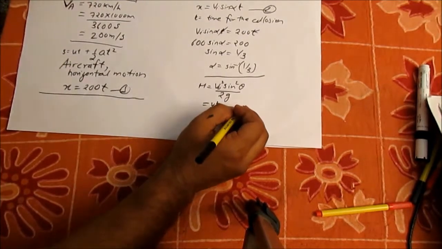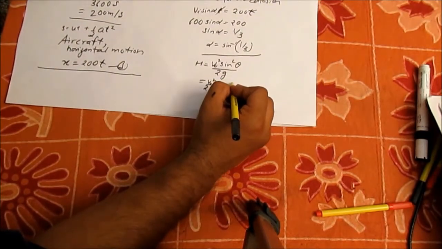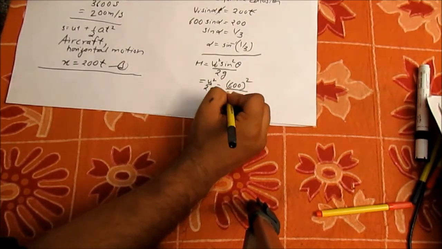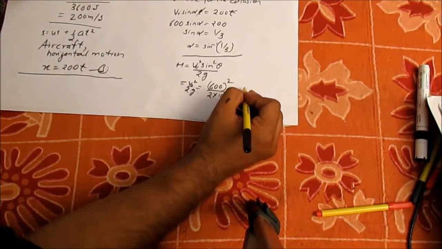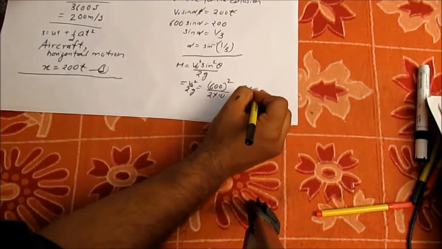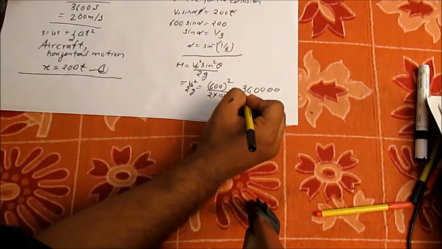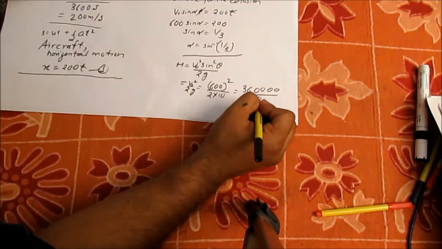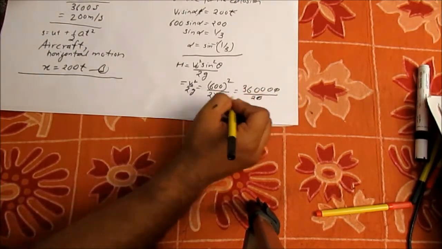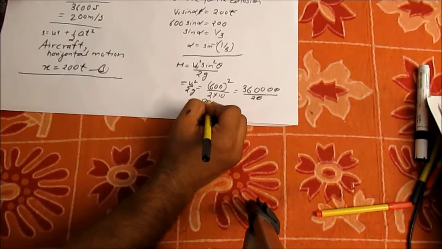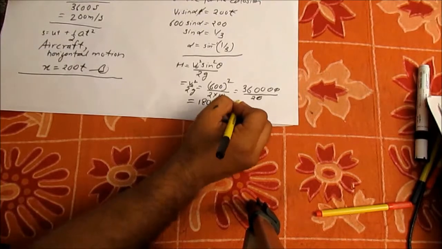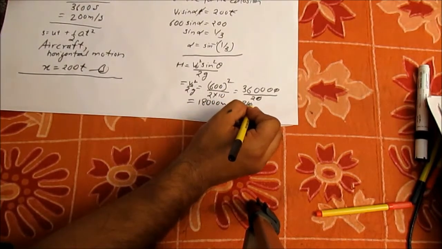So the value of V naught square is given as 600 meter per second squared, divided by 2 into 10, which is equal to 360,000 divided by 20. So this will be 18,000. So it comes out to be 18,000 meters or 18 kilometers.